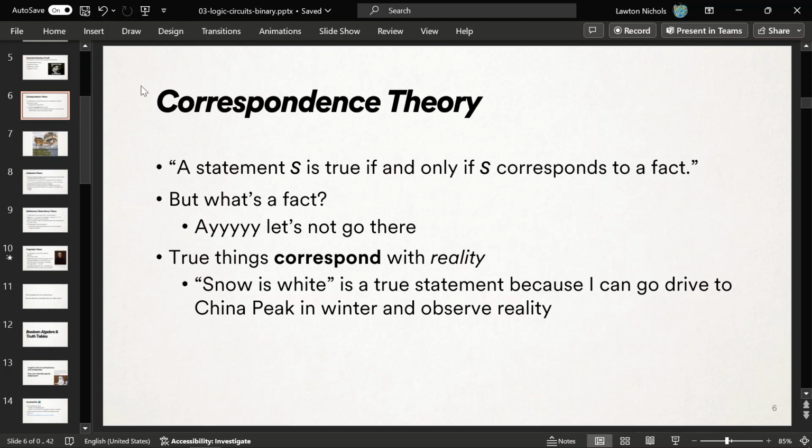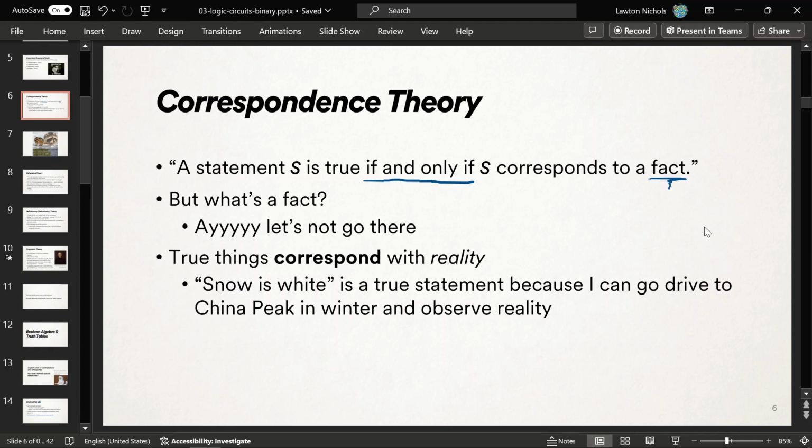So here's the correspondence theory of truth. These are some things that some people believe. Correspondence theorists believe that a statement or a proposition, call it S, is true if and only if, that's a big logical phrase, S corresponds to a fact. They care about facts, something that you could go and figure out.